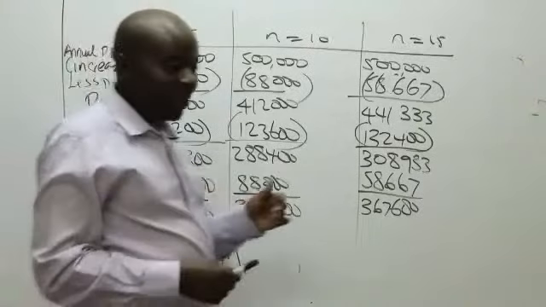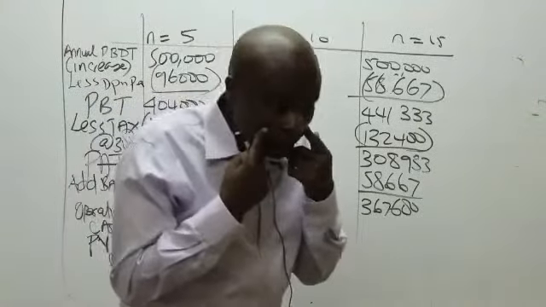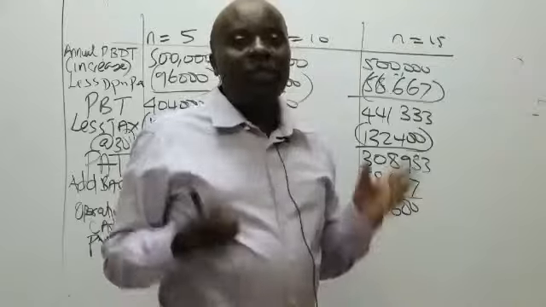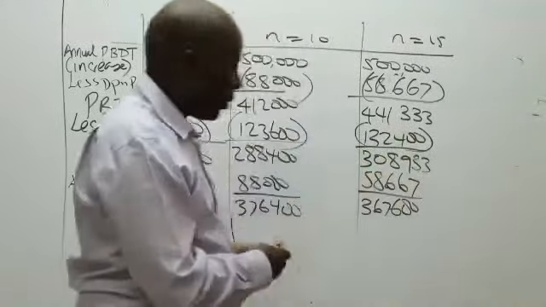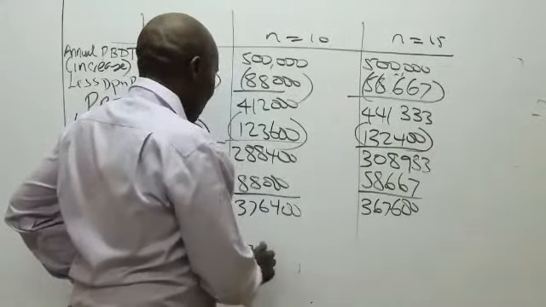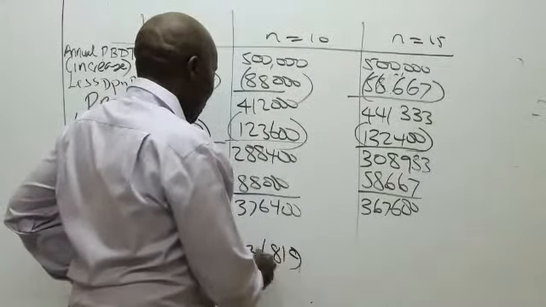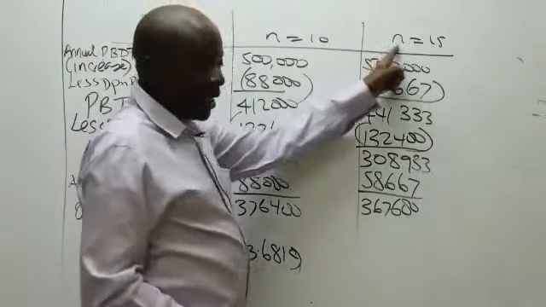Najua umekosea, wewe hujaangalia table yako. Hiyo lazima uangalie table uone annuity. Soma table ya annuity. Hapana, soma table ya lump sum wewe. 3.6819. How about when n is 15?